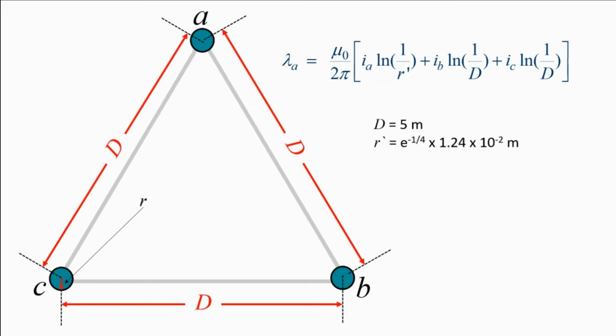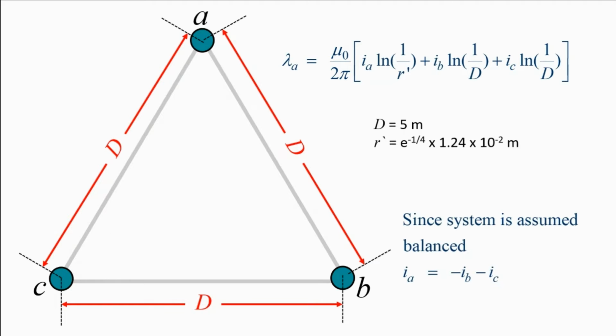We have D here given in the question, 5 meter. And R dash, the conductor size given as 1.24 centimeter. Also, always remember to focus on the units. We'll multiply by 10 to the minus 2 to convert it to meter. This is multiplied by e to the minus 1 over 4. This is R dash. So we have D and we have R dash. Remember, we said that we are dealing with a balanced system. In a balanced system, IA plus IB plus IC equals 0. So we can put IA as minus IB minus IC.